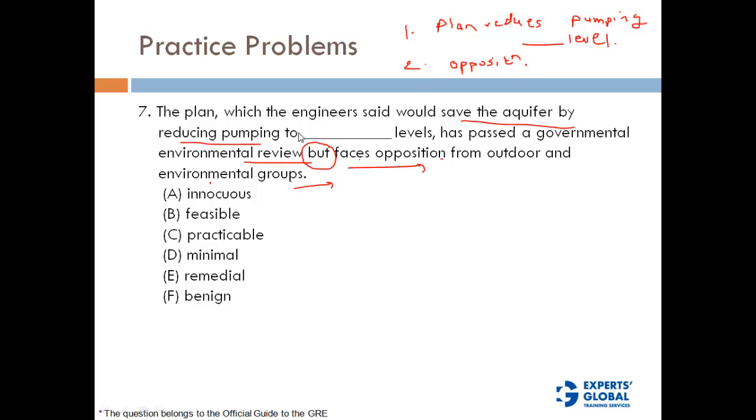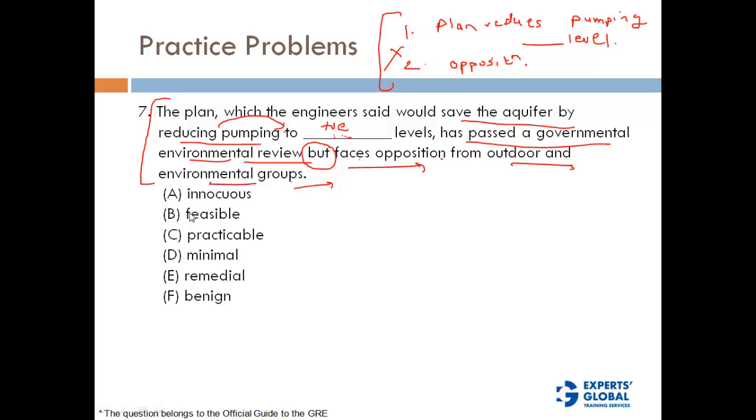Okay, so what kind of word would fit here? Right, both these ideas are negatively correlated. So which of the plan which the engineers would save the aquifer by reducing pumping to dash level? First of all, the word has to be some kind of positive word, because it is reducing pumping to some kind of positive level. Why should this be positive? Because it has been passed by the government. But it still faces some kind of opposition, but there is nothing for us to believe that this word has to be negative. In fact, it has to be positive because it is passed by the government, but there are some minor issues related to the plan because of which the outdoor environmental groups are opposing it, right?